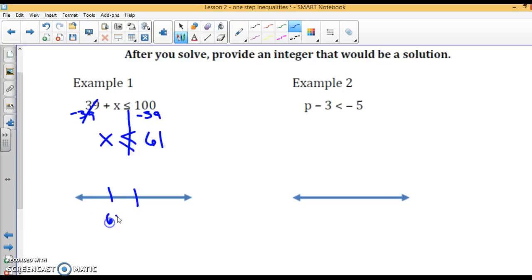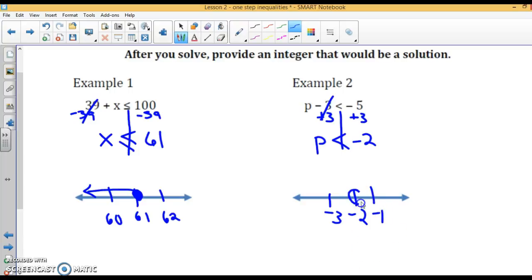So let's draw our graph. 60, 61, 62. Since it has an equal to, it's going to be a solid circle. Which way is less than? It's to the left. So that's what my graph looks like. The answers are all x, such that x is less than or equal to 61, and that's what the graph looks like. Example 2. Let's add 3 to both sides to solve this. So I get p. Again, I do not switch my inequality. P is less than negative 2. Here's my graph.